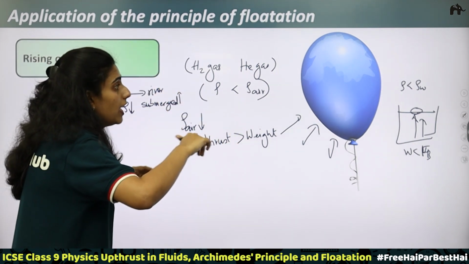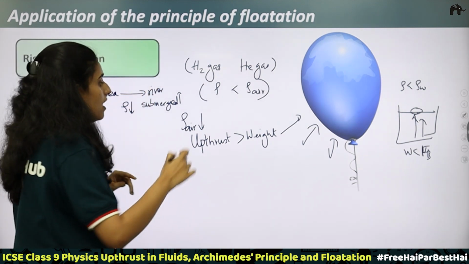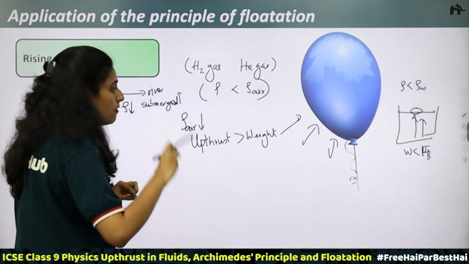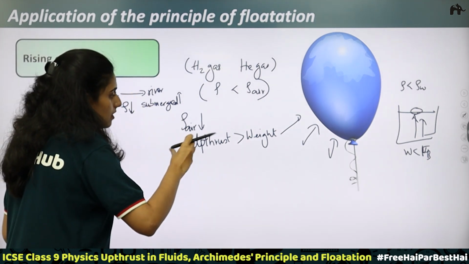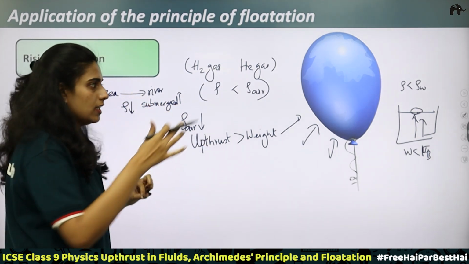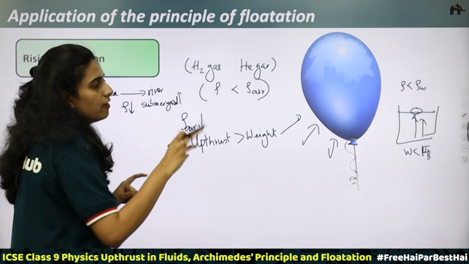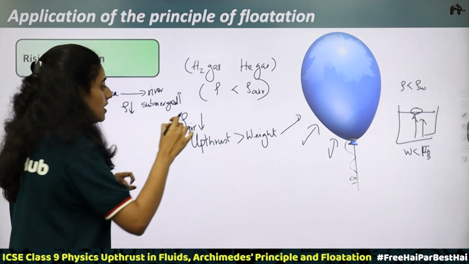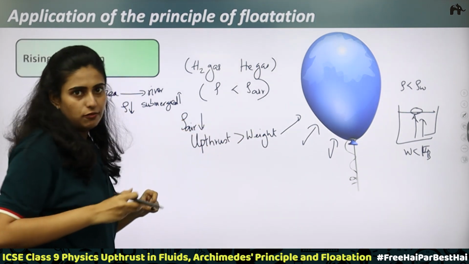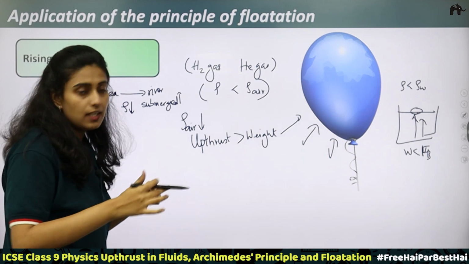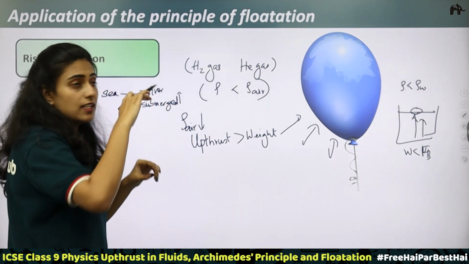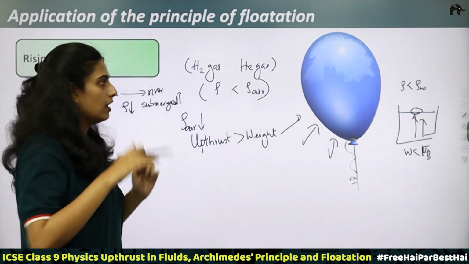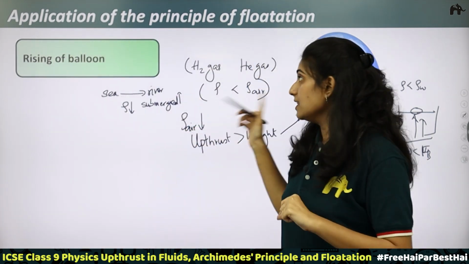When the density of the air around is decreasing, it will not be able to rise to further heights, because we know that upthrust is equal to the weight of the fluid that is displaced. Here it is the air, so we have to mention fluid that is displaced. When the upthrust becomes equal to the weight, it won't be able to displace further. In that case, it will stay at that level. It won't be able to rise further. So this is a case of rising of a balloon.